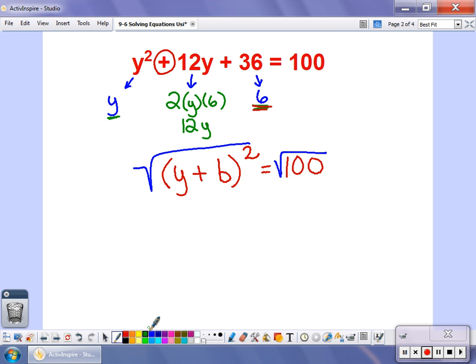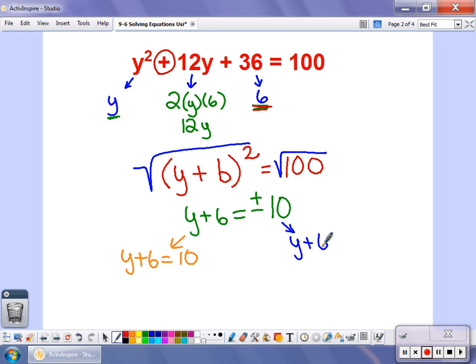When I take the square root of y plus 6 squared, I get y plus 6. And when I take the square root of 100, remember, it's positive or negative 10. And then we just solve this twice. I know that y plus 6 could be positive 10, or y plus 6 could be negative 10. And I solve both of these equations, find out that y could be 4.